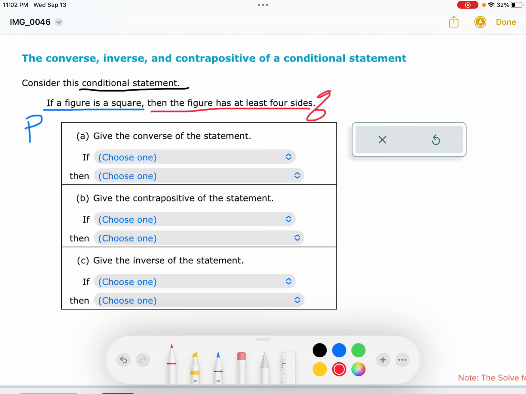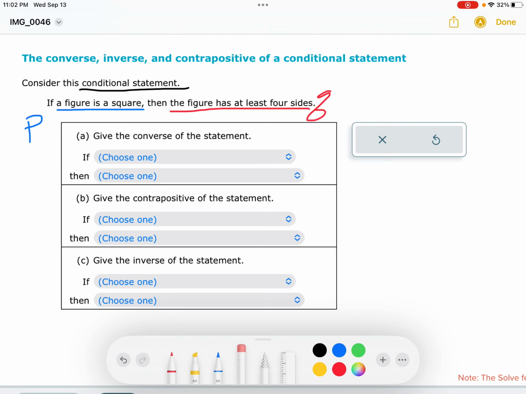Anytime I say P, you're going to write a figure is a square. Anytime I say Q, you're going to write the figure has at least four sides. I'm going to make that even easier to see by erasing that part of the underline. P only refers to a figure is a square, and Q only refers to the figure has at least four sides. The if and the then are always going to be in those spots, so they don't really get dragged along with the statements. That's our first one.